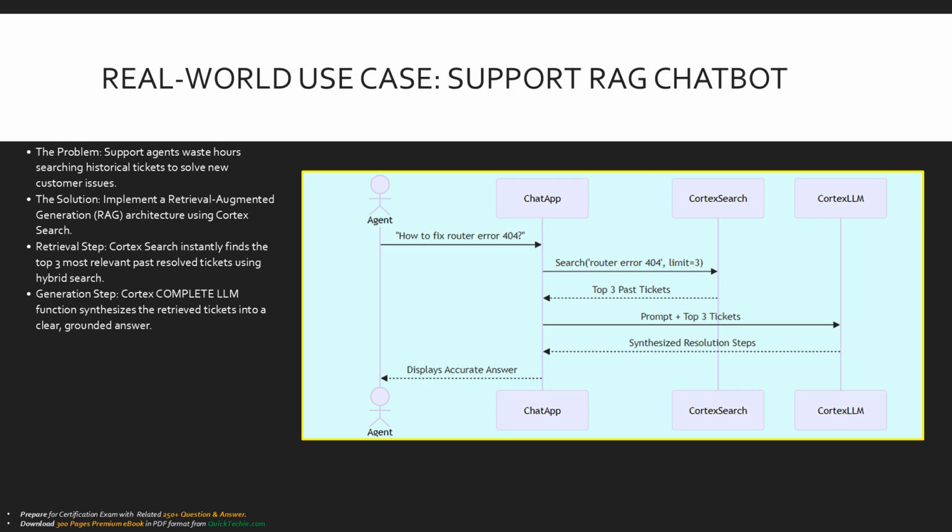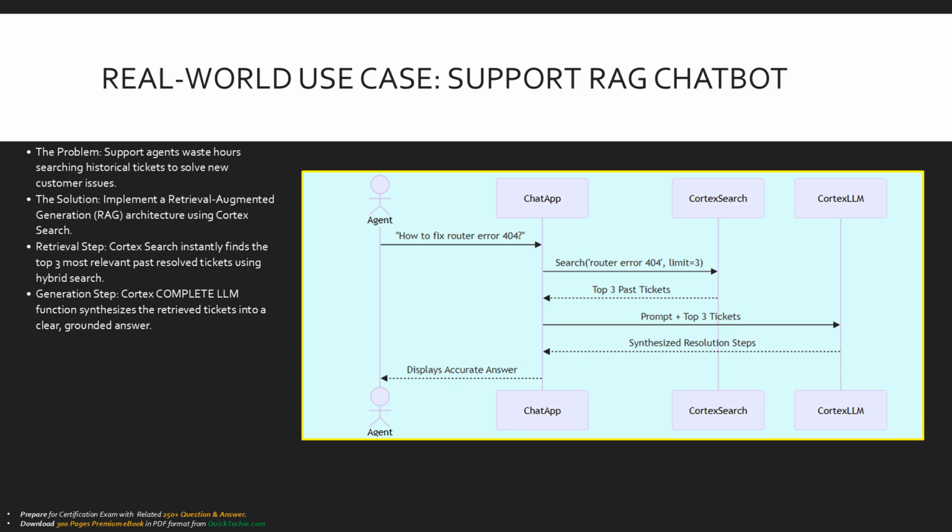When an agent types a question about a new router failure, Cortex Search acts as the retrieval engine. It scans the entire database of past tickets, using hybrid search to find the 3 most contextually and lexically relevant historical solutions. Next, we take these top 3 tickets and inject them as context into a prompt for a Snowflake Cortex LLM, using the AI complete function. The LLM reads the historical context and generates a precise, grounded, hallucination-free instruction guide for the agent. What used to take 45 minutes of manual searching now takes 2 seconds.